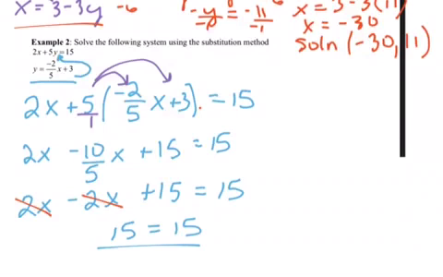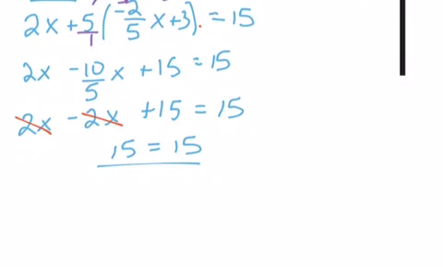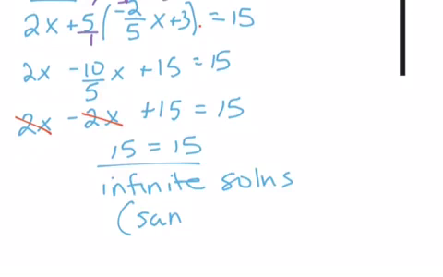This is a true statement. 15 does in fact equal 15. It always will equal 15. So since this comes out as true, what this tells you is that there is an infinite number of solutions. This is the example in the last video where when I solved the two equations for y, I got the exact same equation out. This means that they are the same line.